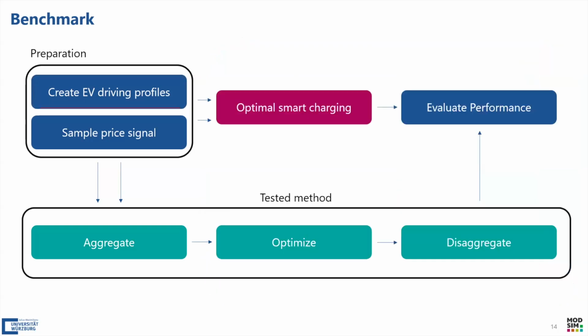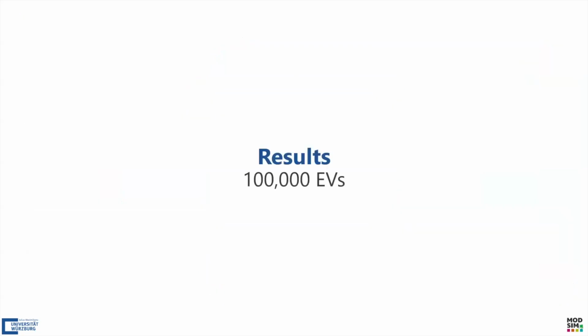So this is the benchmark setup. And now I would like to go to the results. The results will all be about 100,000 electric vehicles. The number is chosen basically because this is the number where I can still do the optimal case, and therefore I can calculate my gap measure.